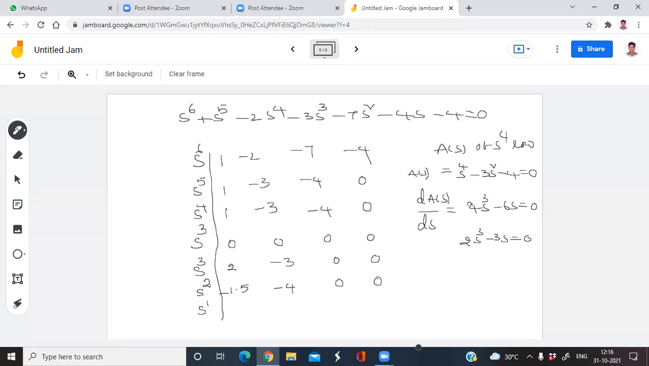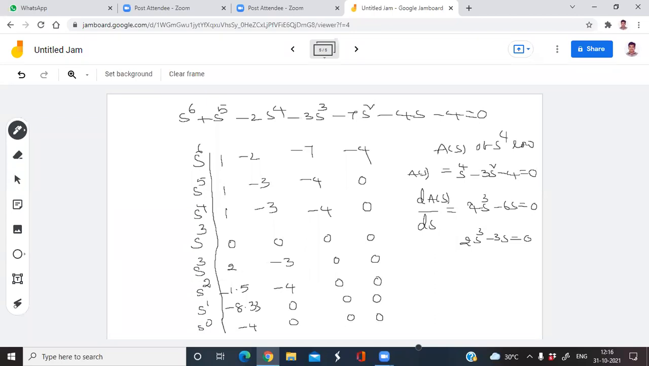Actually, 4.5 and 8, nearly 12.5 divided by 1.5, you will get an answer nearly 8 point something. What is the answer? Minus 8.33, almost right. Remaining all are zeros. What about s^0? Definitely you will get the constant coefficient, that is minus 4. Remaining all are zero. That's it.